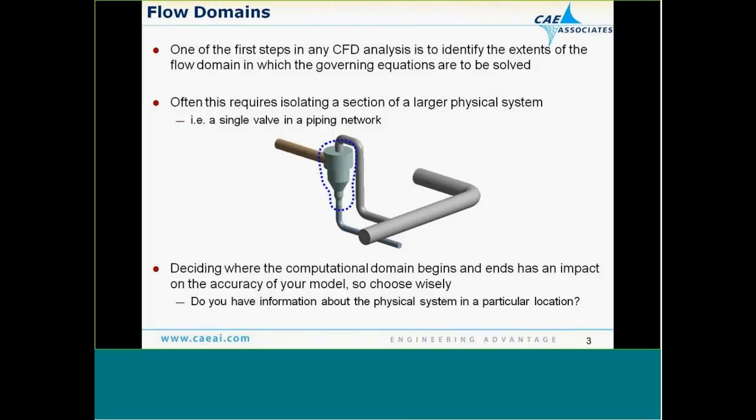The extents of the domain are going to be where we're placing our boundary conditions. So we want to make sure we have information at the places where we cut the boundaries. We want to try to choose the extents of our domain based on the information that we know we have. So do we have a flow rate somewhere? Do we have a pressure? Maybe we have a velocity profile. Try to use that information to guide how you determine how large your computational domain is going to be.